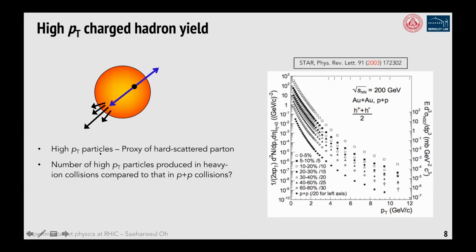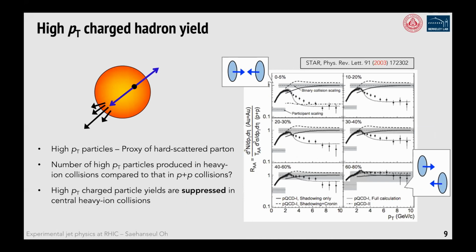So high PT particles are a proxy of hard scattered partons. In this paper, they compare the number of high PT particles produced in heavy ion collisions to that in PP collisions, in terms of the RAA, which is the ratio between those produced in heavy ion collisions compared to those produced in PP collisions. High PT charged particle yields are suppressed in central heavy ion collisions, which is 0 to 5%, and not much suppressed in 60 to 80% collisions.